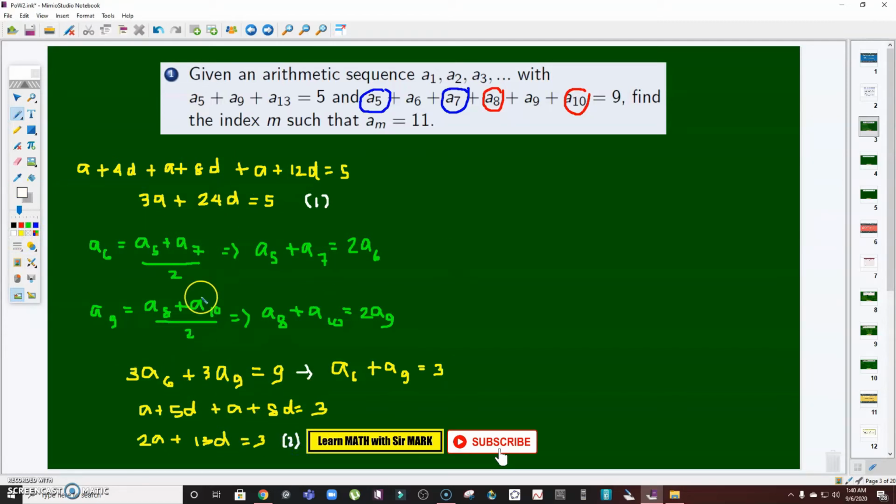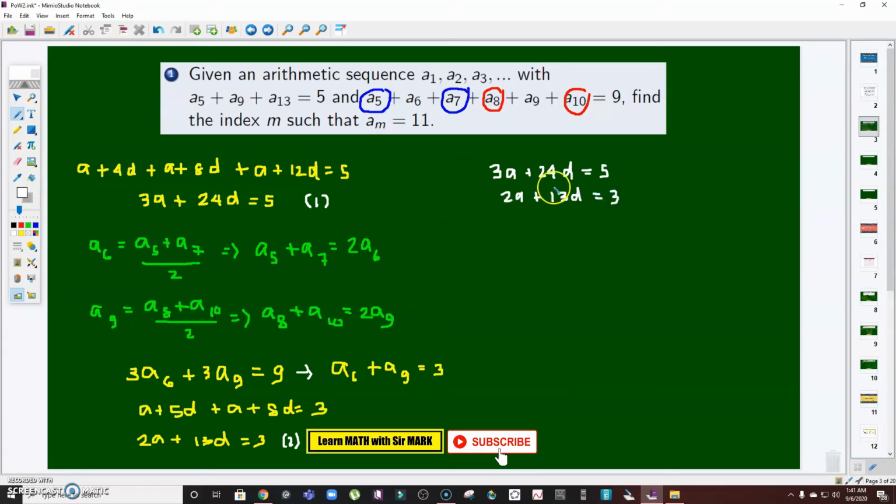Now, what we're going to do with these two equations? We're now going to get the first term, which is a, and the common difference. So that will be 3a plus 24d equals 5. Then this one will become 2a plus 13b, that's equal to 3.